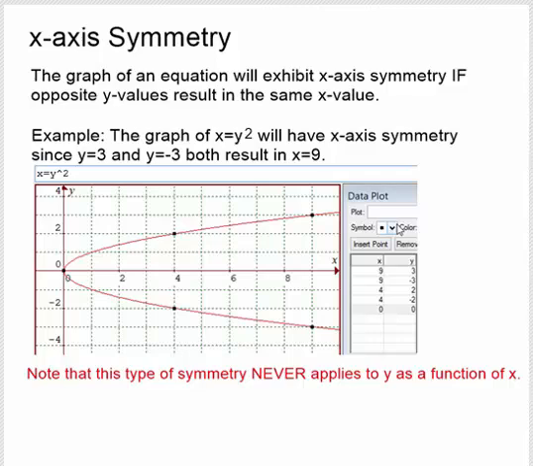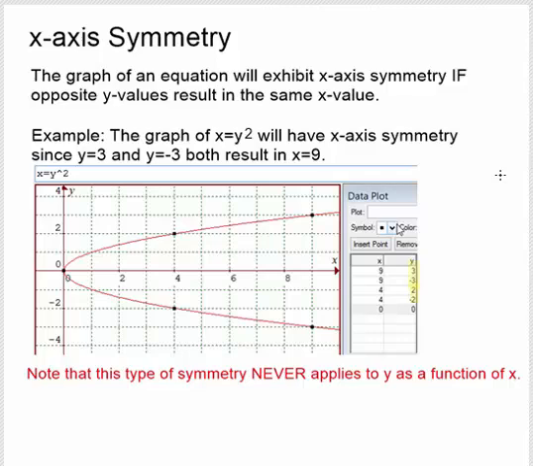And now let's take a look at x-axis symmetry. The graph of an equation will exhibit x-axis symmetry if opposite y values result in the same x value. Here's an example. We have x equal y squared, and its graph is shown below here. Here, when we let y equal 3 and negative 3, we get x equal 9. When we let y equal 2 and negative 2, we get x equal 4. We're getting the same x value for opposite y values, so this graph does have x-axis symmetry, and from the graph it's very clear that the graph is symmetric with respect to the x-axis.